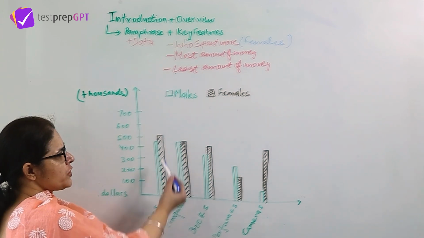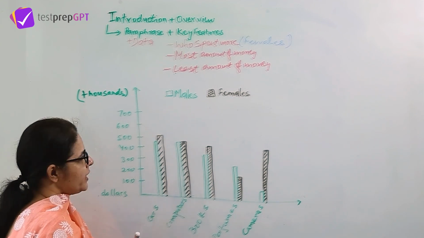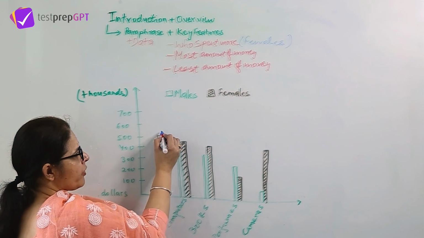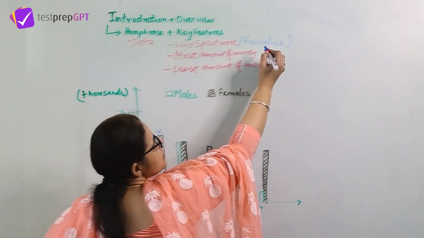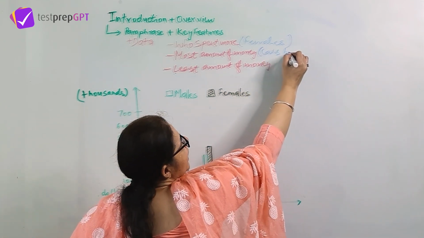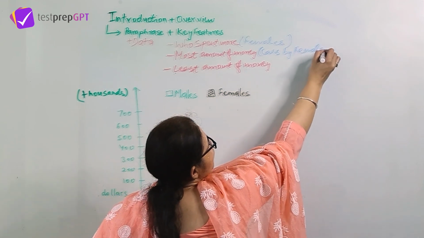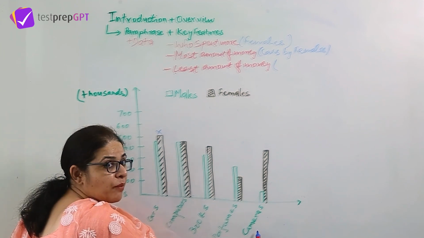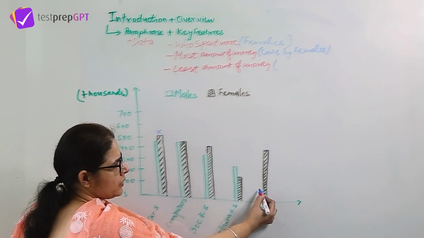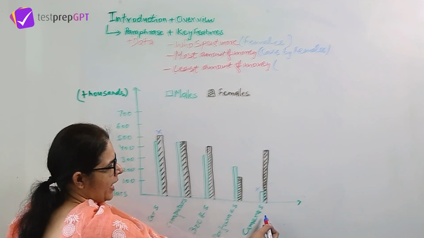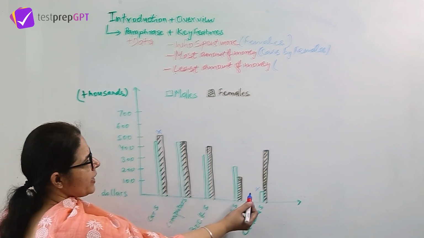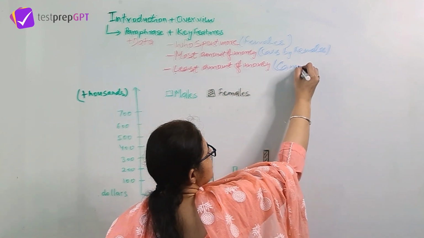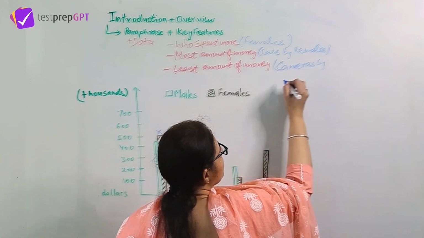If you look at the graph, which is the highest bar? The highest bar is this black one, cars by females, around 500,000. So this is cars by females. And the least amount of money was spent on cameras, the green one here. Cameras by the green, which is for males. So cameras by males.